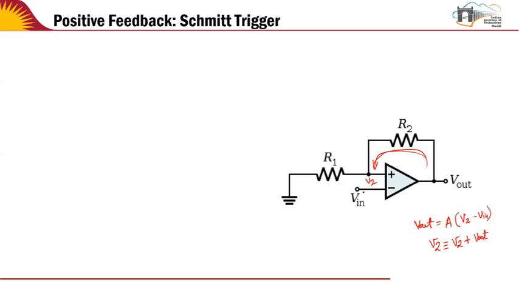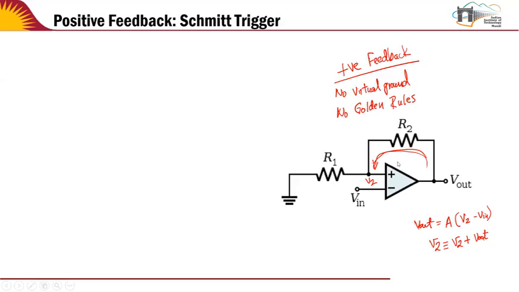Earlier, the negative feedback reduced the gap between V2 and Vn and made them almost equal to each other. Hence, we could use the concept of virtual ground. Now you cannot use virtual ground, right? So no virtual ground, and no golden rules, because the golden rules applied for negative feedback, whereas this is under positive feedback. Of course, one of the rules still holds, which is that current does not flow into the op-amp, because the op-amp has infinite input impedance.